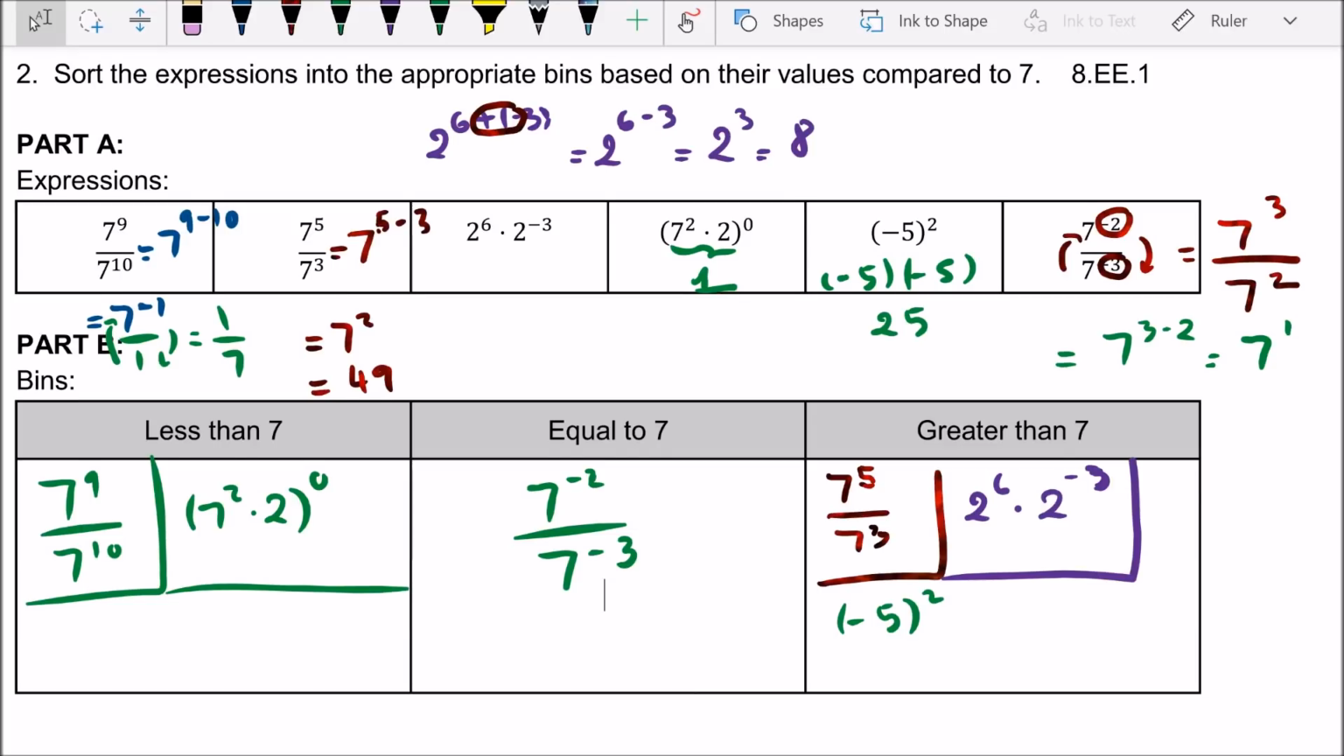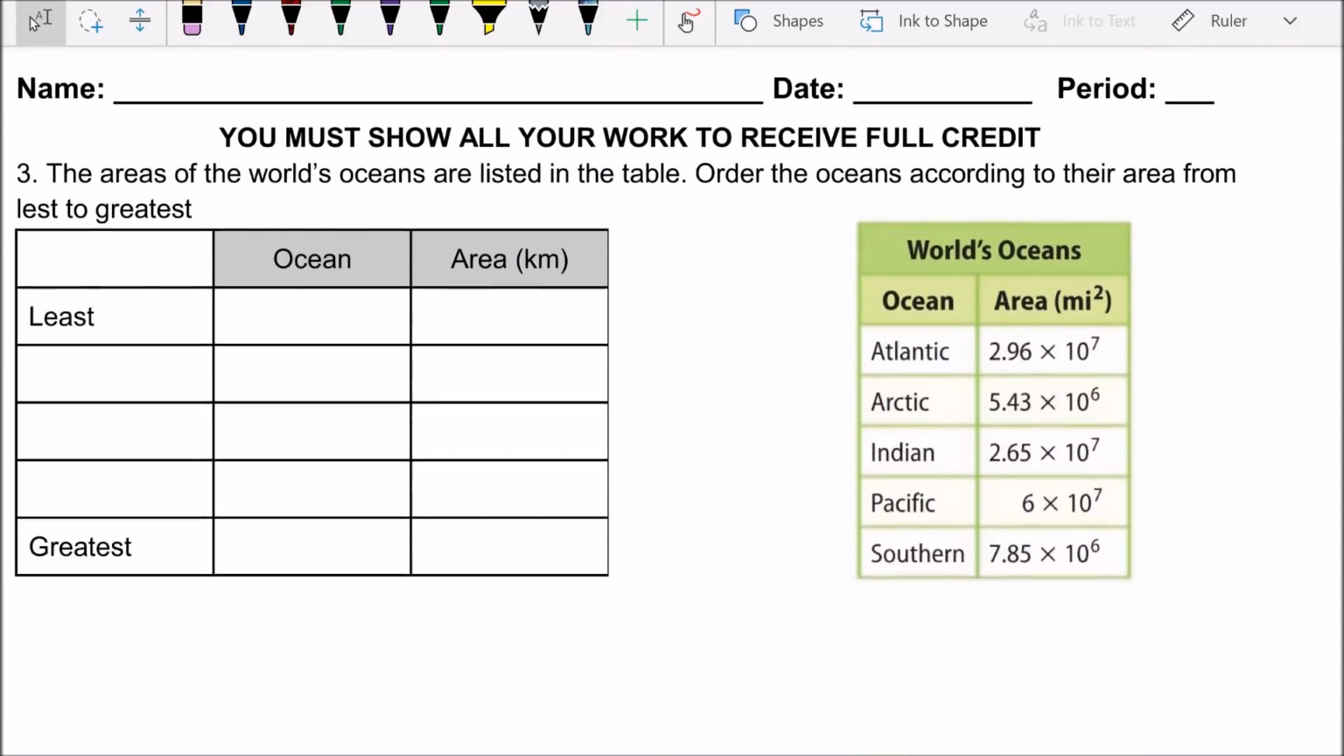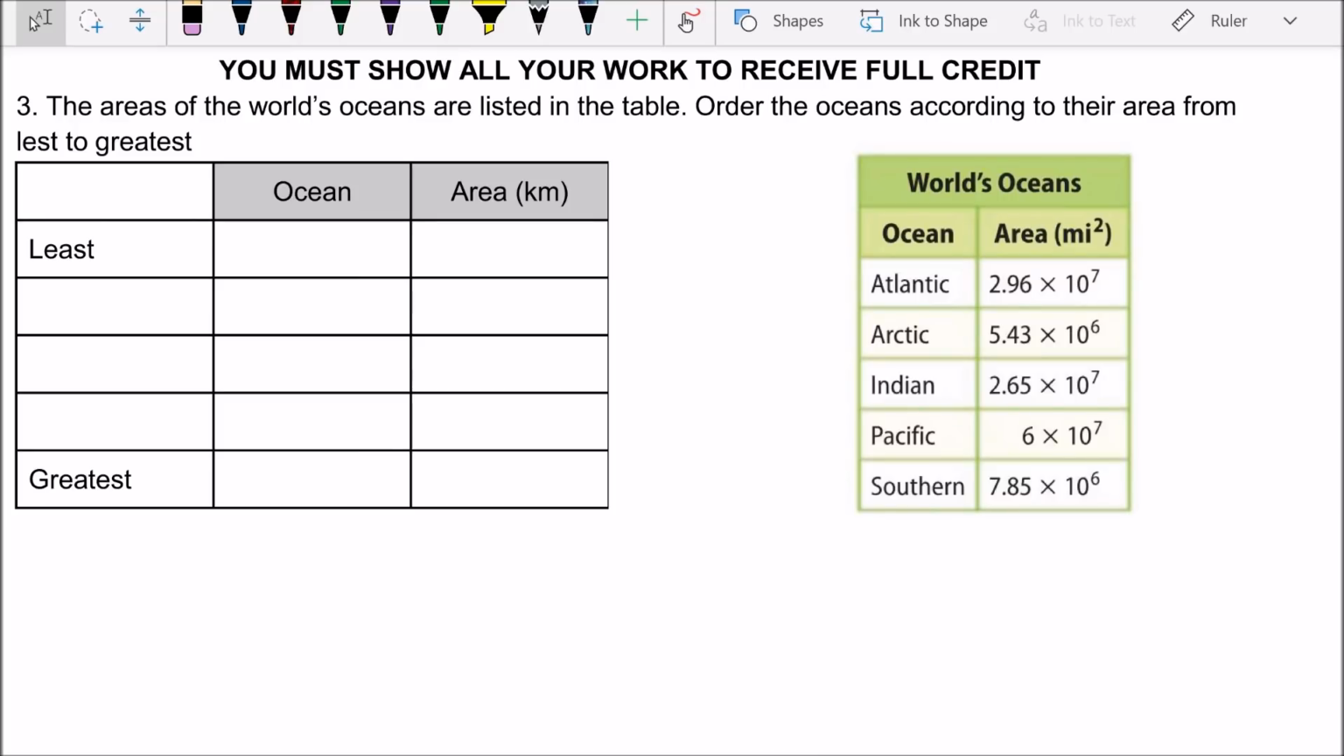Alright, now we go down to number 3. The areas of the world's oceans are listed in the table. Order the oceans according to their area from the least to greatest. I have a typo on this one; it says "less," but it should be from the least to the greatest.